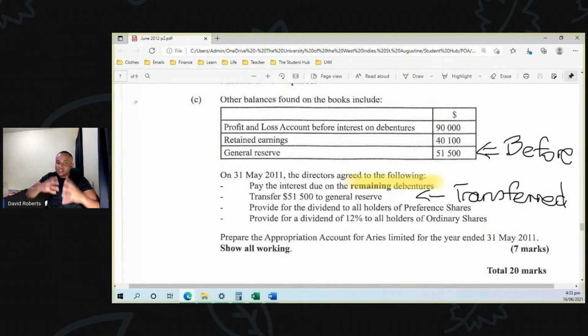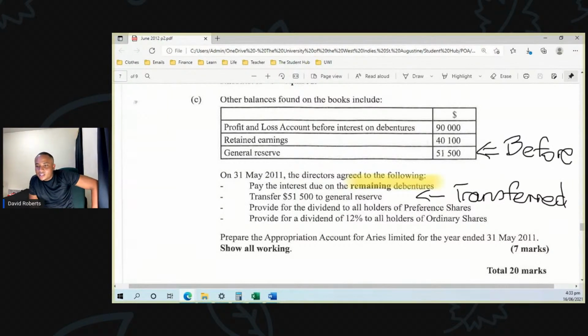So yes, the transactions are between April and May, but if we're paying the interest on the remaining debentures, we are paying interest one time. So we just pay them that $2,000 for the year one time. That is the thing. I have no more debenture interest to pay until next year. So I think that is the concept that we're coming with.